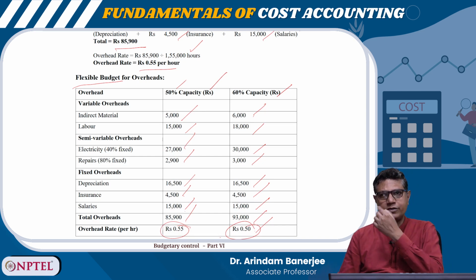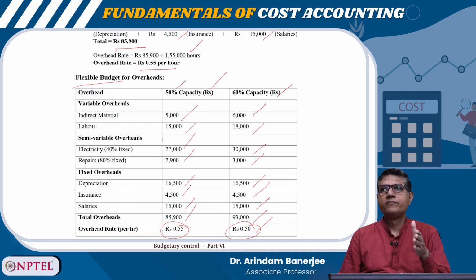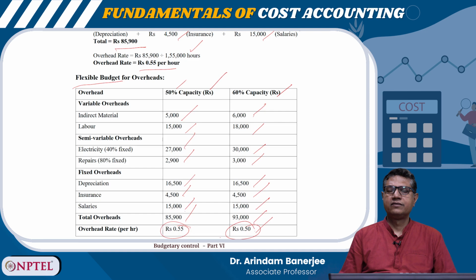So, just to recall what we are doing, all the expenses we are categorizing into three parts: variable, semi-variable and fixed. The fixed overheads don't change with the change in level of capacity utilization. The semi-variable ones change, but they don't change proportionately because part of it is fixed, and variable overheads change with the level of capacity utilization at a proportionate level. So, we can do it like this.